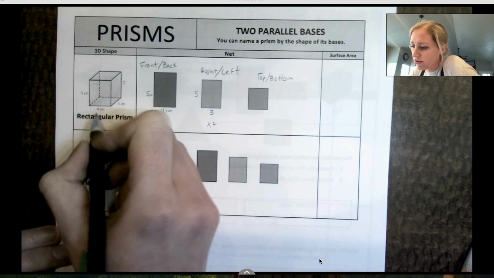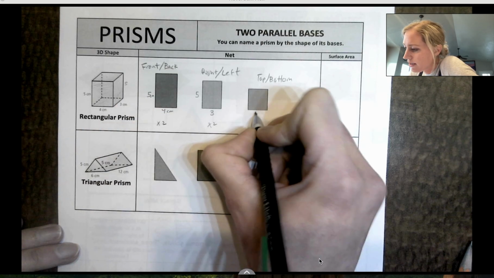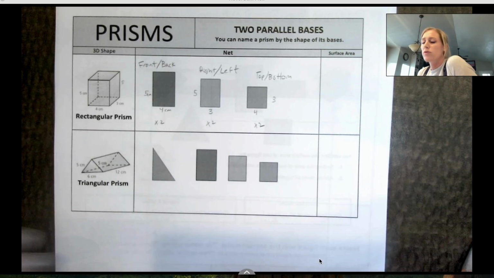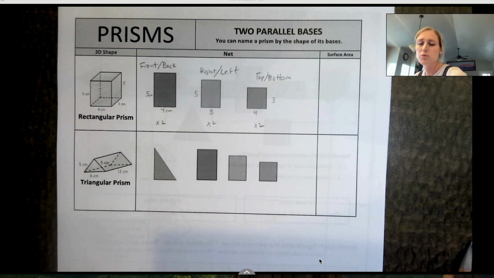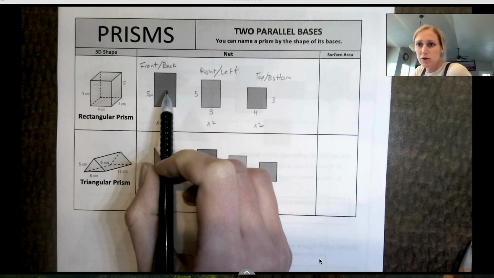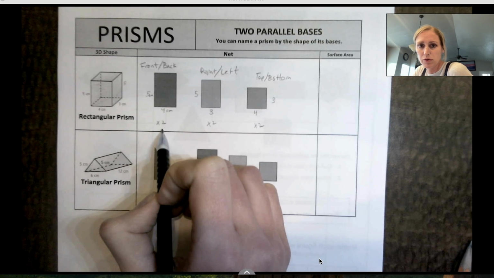And again, those dimensions, I've got 4 and 3, and we have 2 of those because we have the top and the bottom. So this is one way to calculate the surface area, is we go piece by piece, and it helps if you recognize, hey, I have a few pieces that are the same, so I just calculate it once and then multiply by how many of those there are.